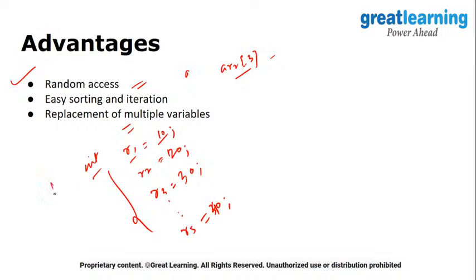Now let's suppose I told you there are 600 students. Now what you have done, you would have created 600 variables. Now it's an easy replacement of multiple variables. How? Now you will be creating an integer array, naming it roll number array, and giving it a size of 600, right?